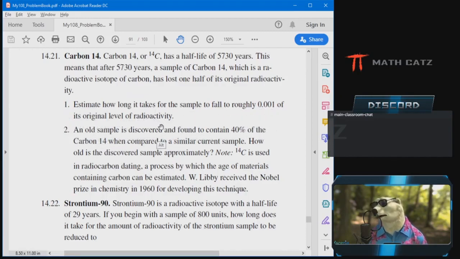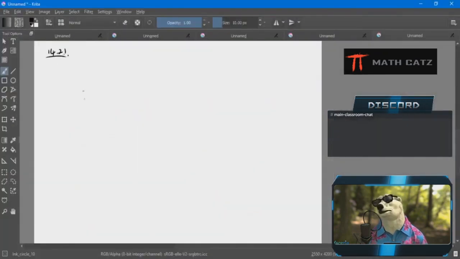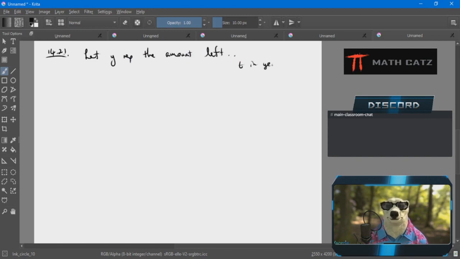Estimate how long it takes for the sample to fall to roughly 0.001 of its original level of radioactivity. Now, by giving me the half-life, in order for me to answer this question, I'm just going to do it short so we don't run out of time. y is still going to represent the amount of carbon-14 left, and t is in years, just like before. So we're going to get the same equation, same function, some initial amount, y0 e to the kt.